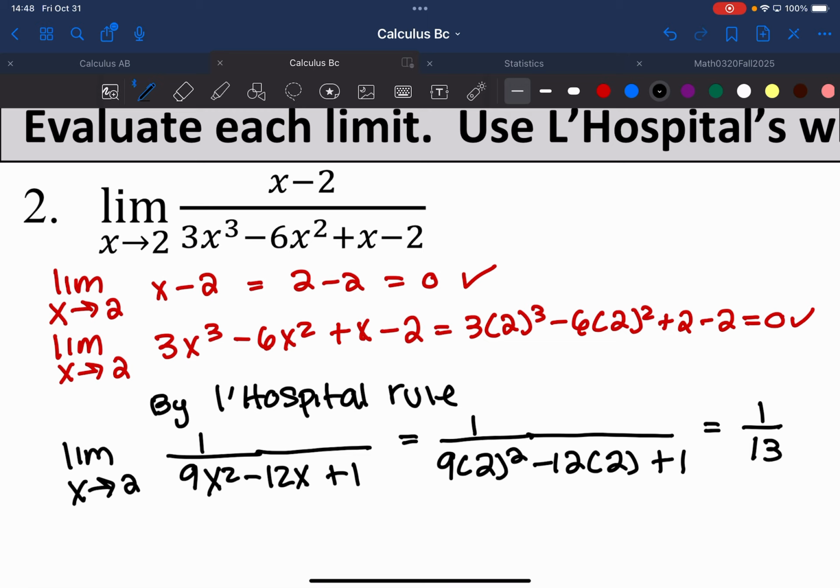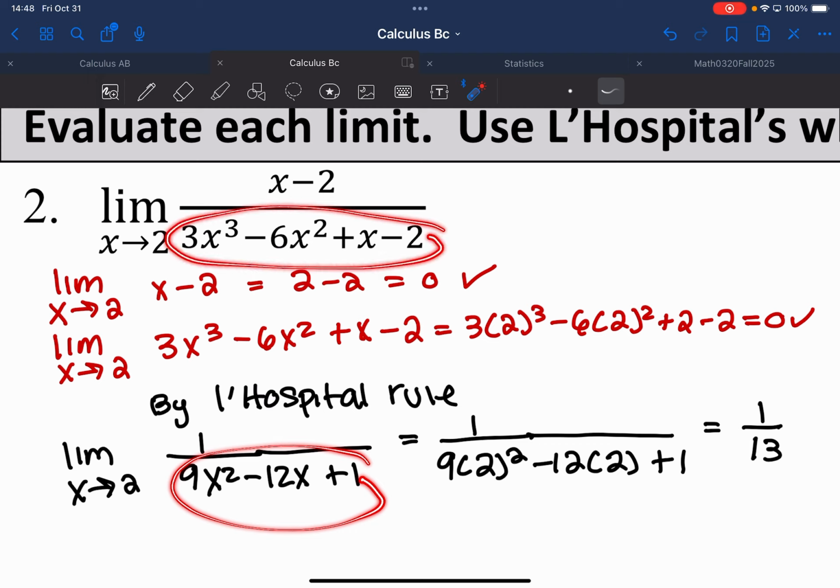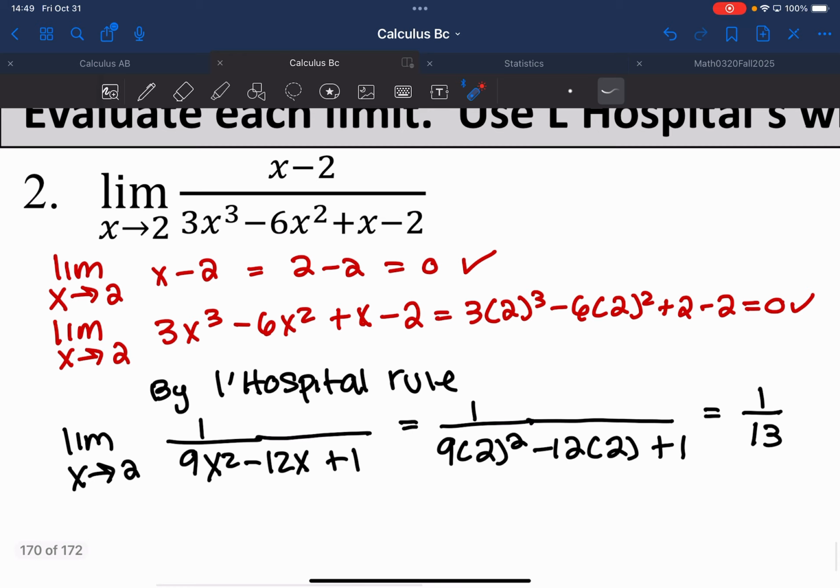How did the bottom, like the limit at 9x, how did I get this part right here? That is the derivative of this. And then I just plugged in 2. Okay. Yeah. Now the derivative is 1.